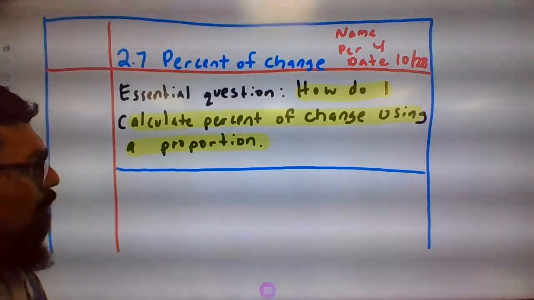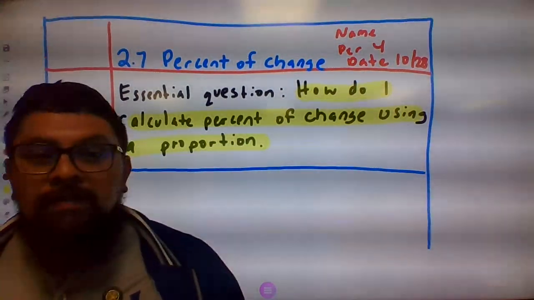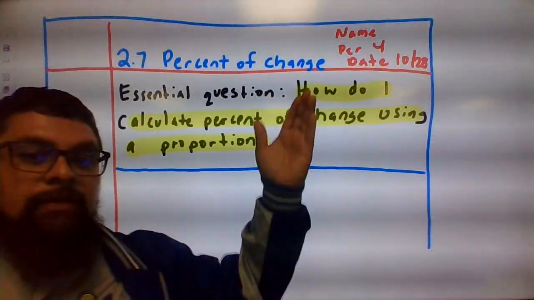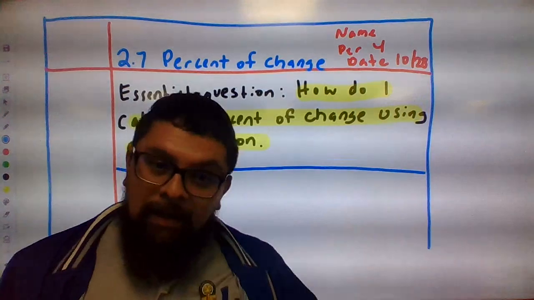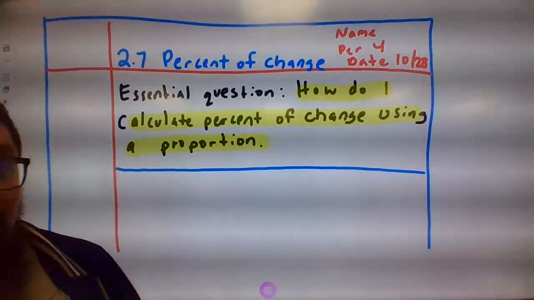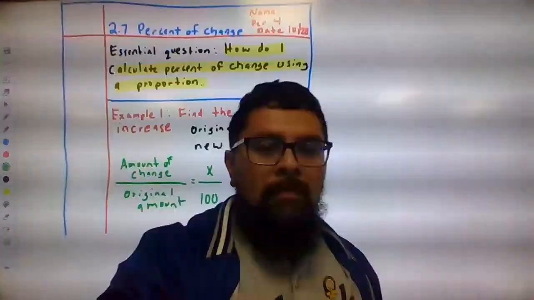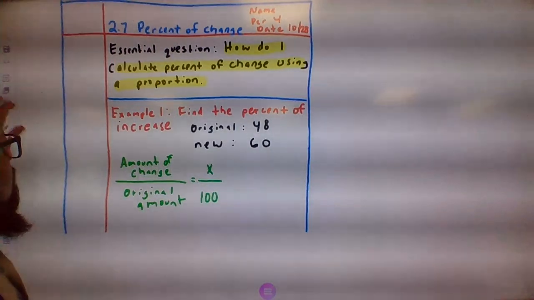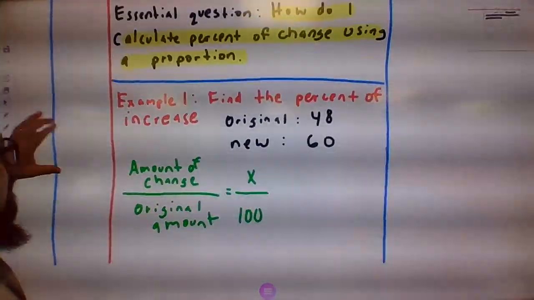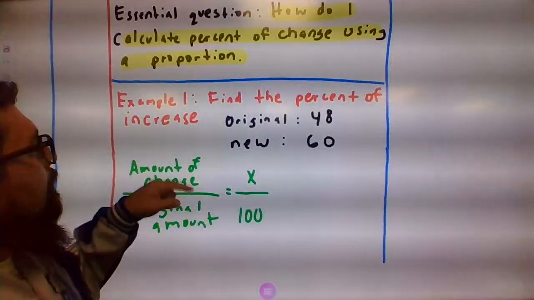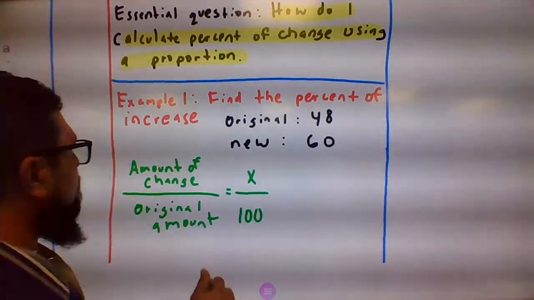We're going to do two examples. You can see the two examples here. Here's example one, here's example two. Those are the two examples we're going to work on now, and then I'm going to give you some practice problems. All right, let's go ahead and work on example one first. Example number one says, find the percent of increase.